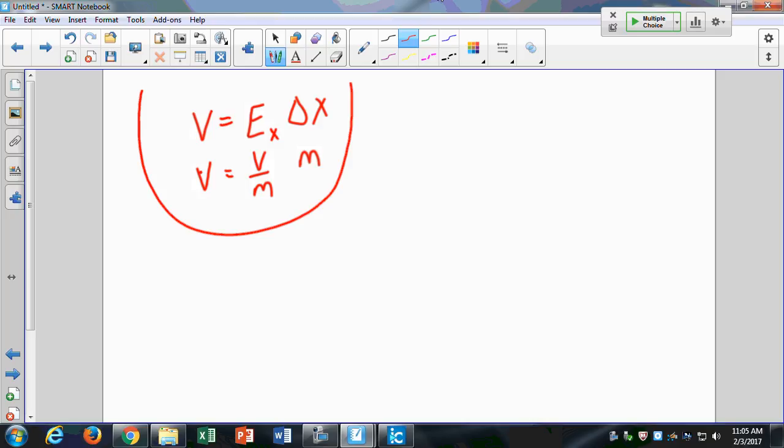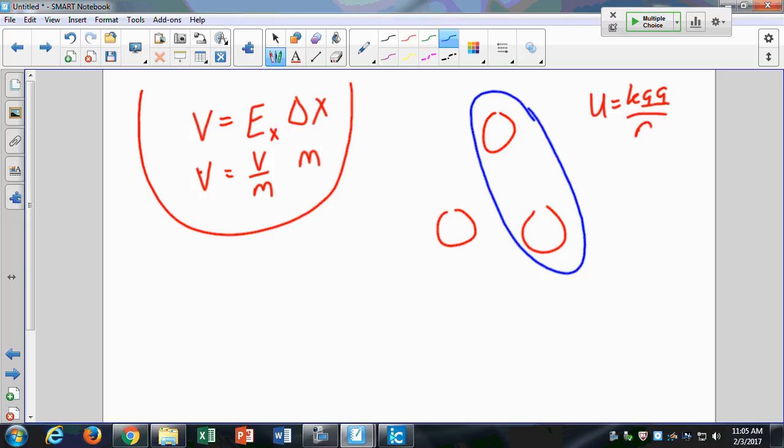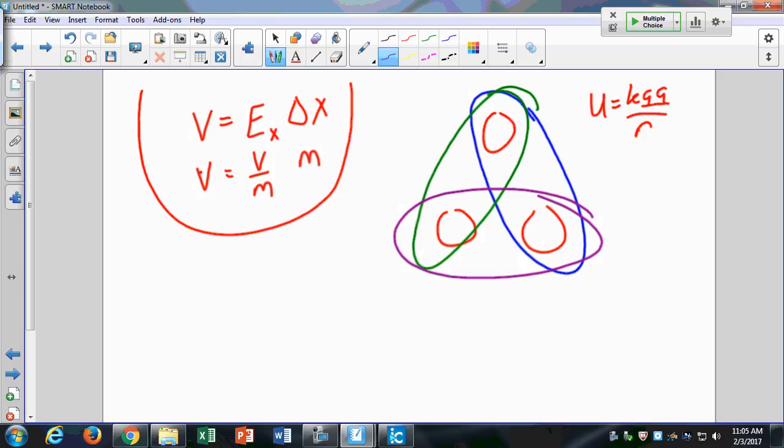And electric potential. So if I have a set of 3 particles, and I want to know the potential energy contained in that set of 3 particles, if I want to know the total potential energy, I add up U equals kQQ over r for all 3 sets of particles. So I'd calculate kQQ over r for those 2 particles, and for those 2 particles, and add them all up.